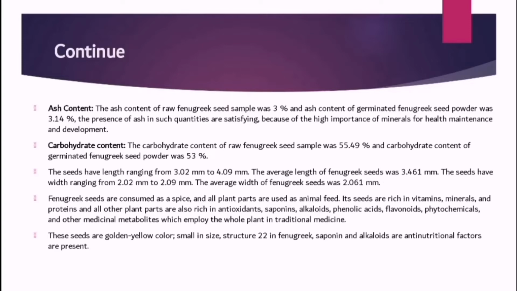Its seeds are rich in vitamins, minerals, and proteins, and all other plant parts are also rich in antioxidants, alkaloids, phenolic acids, flavonoids, phytochemicals, and other medicinal metabolites, which make the whole plant useful in nutritional medicine. It was used in ancient times as a medicine and as a flavoring. These seeds are golden yellow in color and small in size. Sweetness, alkaloids, and precursors are present in fenugreek.